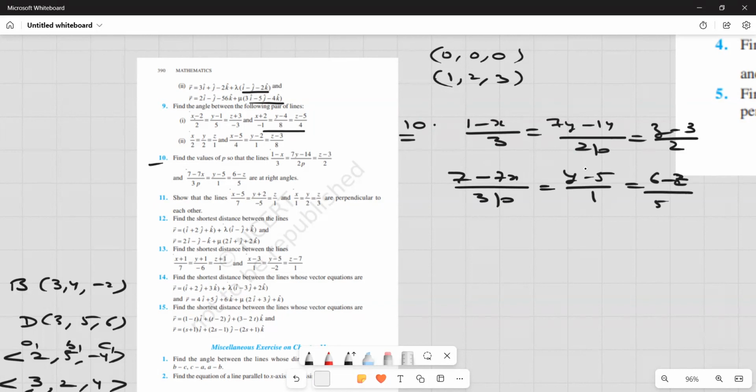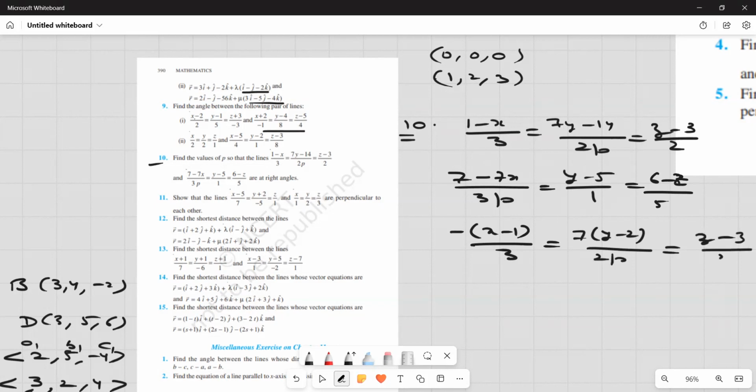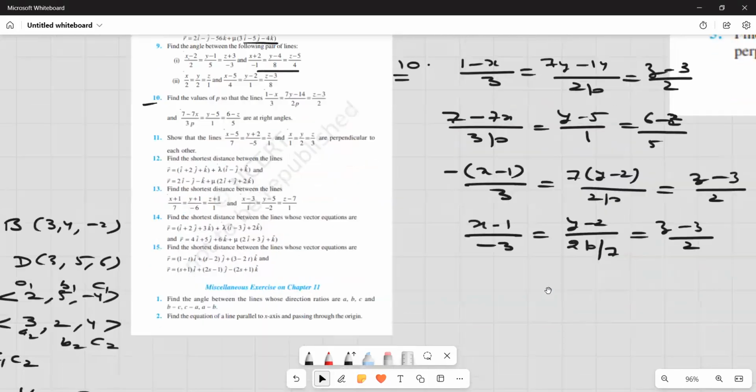Here it is minus. So what will I do? I'll take minus 3 common. Here 7 common. And here z is 1 only. So it will be x minus 1 by minus 3, y minus 2 by 2p by 7, and z minus 3 by 2. This is your first equation.